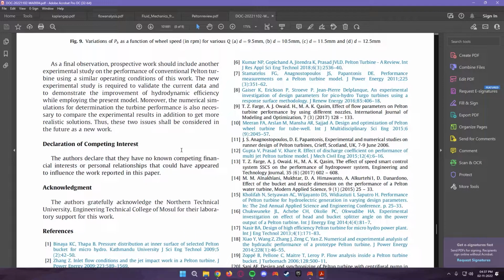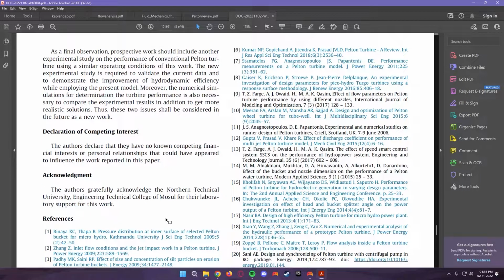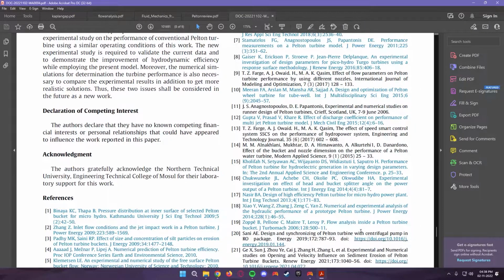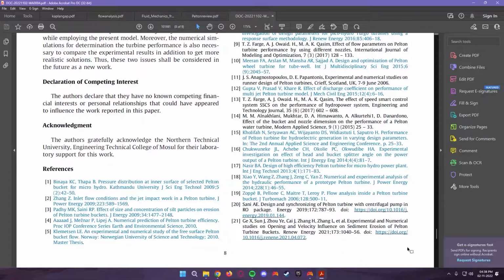Declaration of competing interest. The authors declare that they have no known competing financial interests or personal relationships that could have appeared to influence the work reported in this paper. Acknowledgement. The authors gratefully acknowledge Northland Technology University Engineering Technological Modeling Laboratory for support of this work. These are the references.